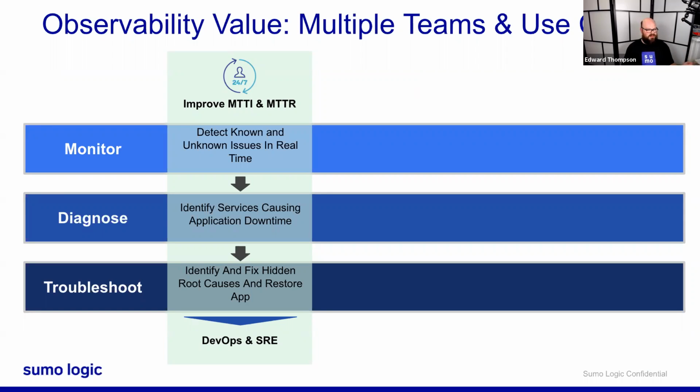You've got people like your DevOps engineers and your site reliability engineers, and they're looking to improve things like their mean time to identify and their mean time to resolve. They're looking to monitor and detect unknown issues. They're looking to diagnose services which might be causing downtimes, identify and fix root causes, and restore their app performance.